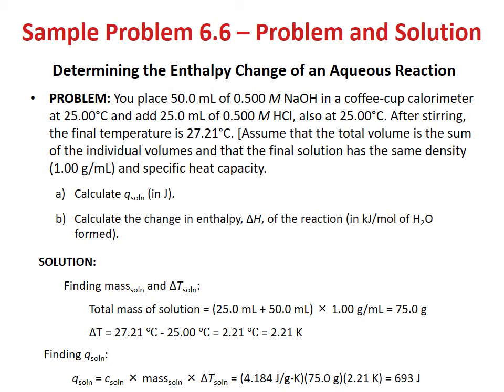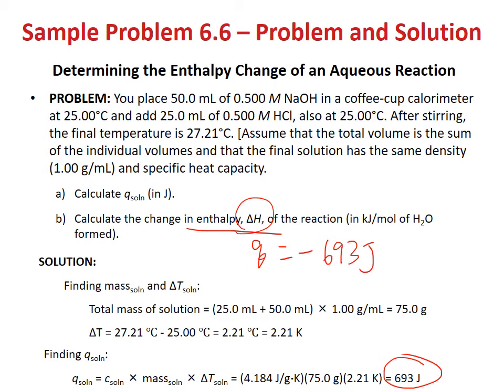Question B asks you to calculate the change in enthalpy of the reaction. Because the process is at constant pressure, the enthalpy change is the heat. So you're asked to calculate the heat of the reaction. We already calculated the heat absorbed by water. These two should be equal but opposite in sign, because the reaction releases heat and the solution absorbs heat. So the heat of the reaction must be negative 693 joule.